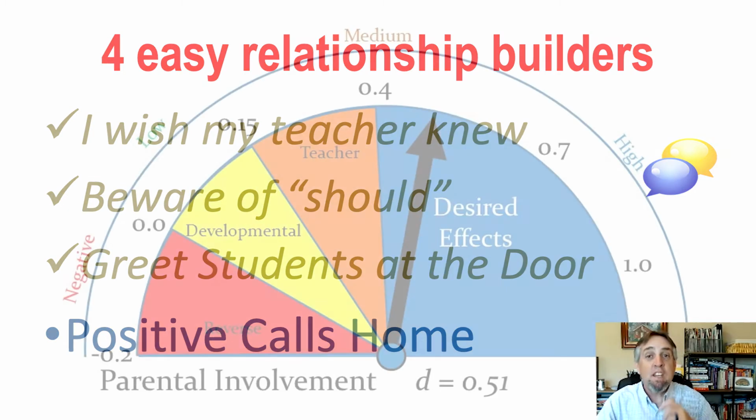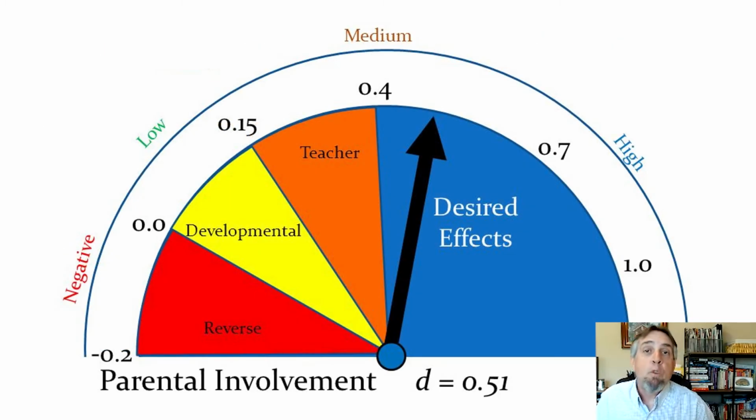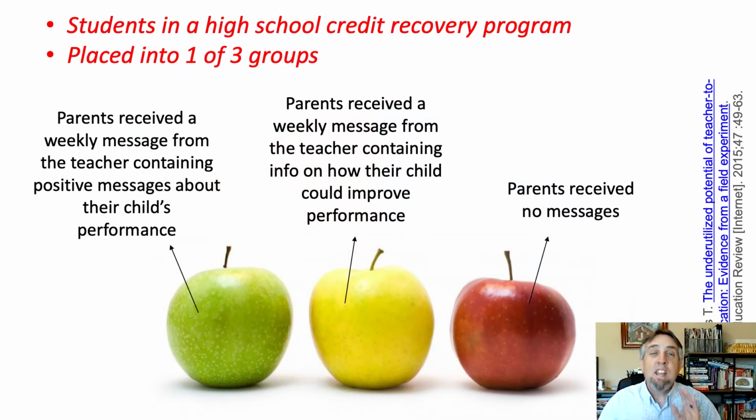So the last one is to make positive phone calls home. We talked about the power of effect sizes when parents are involved. We get a nice effect out of that. Now, I'm not going to kill you with research, but I want to share one really interesting study about the power of communication with families and what that does to improve outcomes for kids.